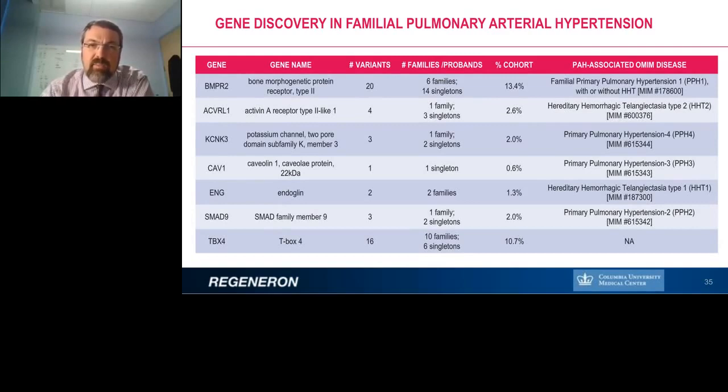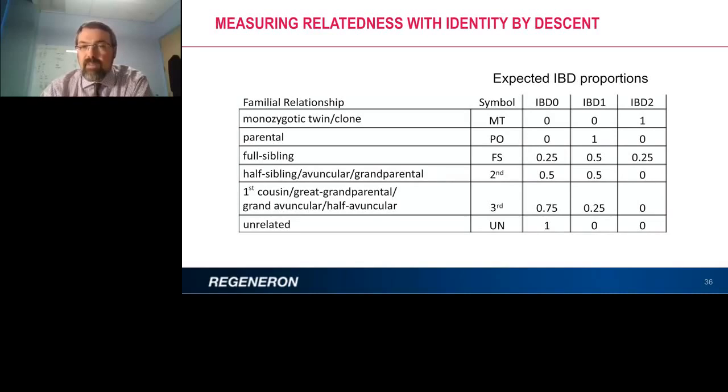So here's the full spectrum of variants from that study. You can see there are these genes that have been previously characterized as being associated with PAH, like BMPR2, which accounts for something like 13% of the cohort. But really exciting, about 10% of the cohort, really the second hit for us, is this TBX4 gene, which is new.